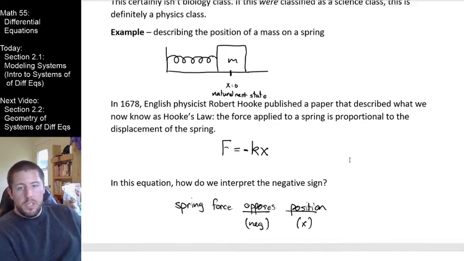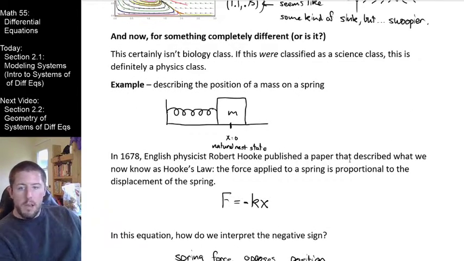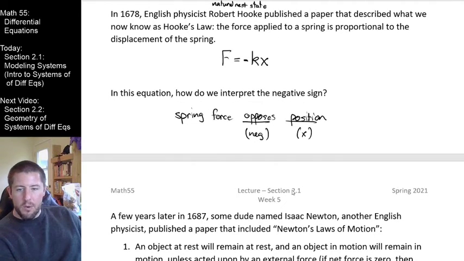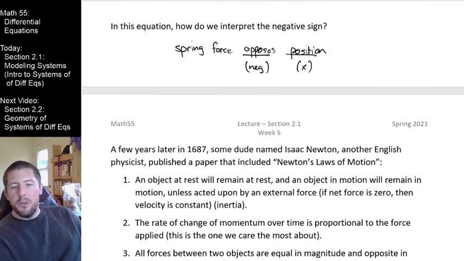So this is going to describe our spring force, but this doesn't really help me if I want to solve this for x. I'm going to need to know things like what's the force. So how do we describe force? Well, a few years later, in 1687, another English physicist, Isaac Newton, published a paper that included Newton's laws of motion.